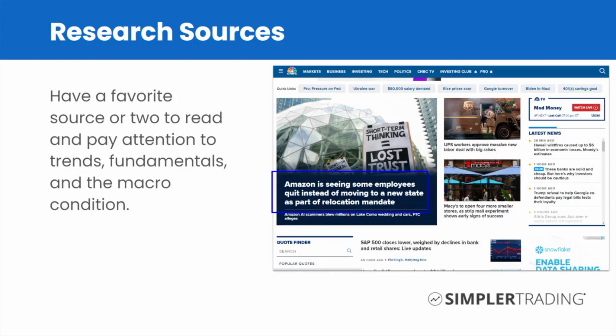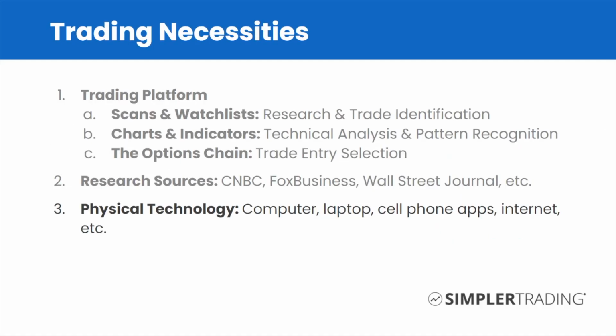But I do like to pay a lot of attention to an article like this, like Macy's to open four more smaller stores as strip mall experiment shows early signs of success. It's like, well, can I look at the Macy's chart? Is it bouncing? Is there something I can do with that? A lot of the times there's not, but I do need a source for most of my earnings related macro analysis. So the next piece of this is going to be the physical technology.